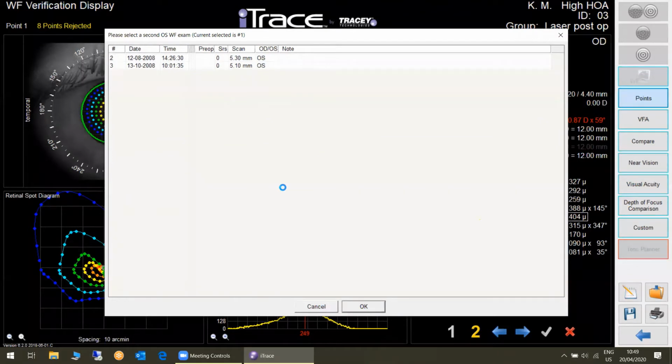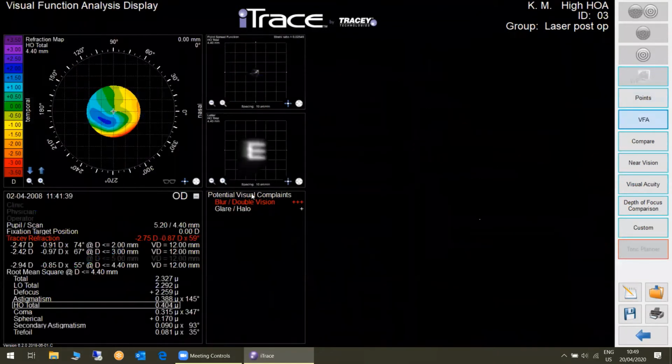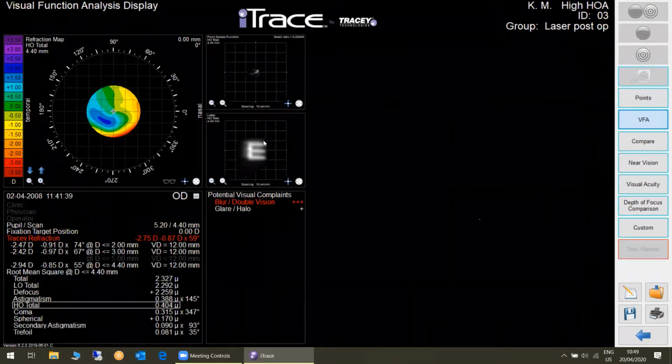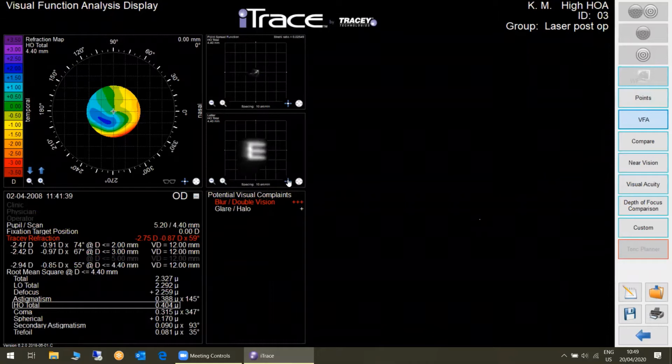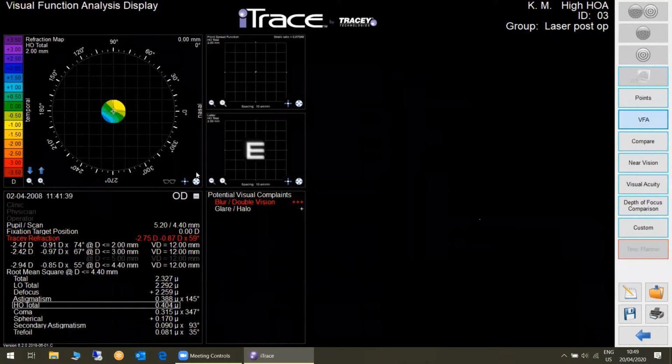If I click on the VFA, it's asking for the second eye. I don't want it. We can clearly see here blurred double vision, glare, halo. Okay, here this is what the patient would see at night. And if I decrease the zone, this is what the patient would see during the day. So on almost every one of the displays of the Tracey, you can enlarge the zone or you can reduce it.